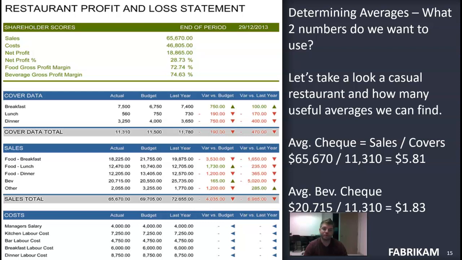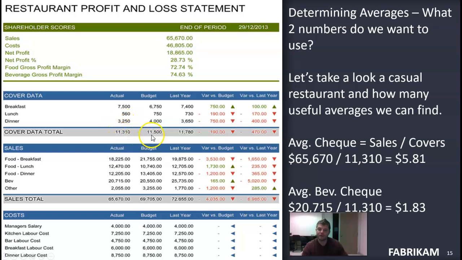So what two numbers do we want to use? So this is a casual restaurant, and there's a bunch of useful averages here to take a look at, should we want. So as an example, if I want to find average check, I look for sales, 65,670, and I look for covers. The covers are right here. So this one here is showing that we're mostly a breakfast, and then seems like a little bit over lunch, and then a decent sized dinner.